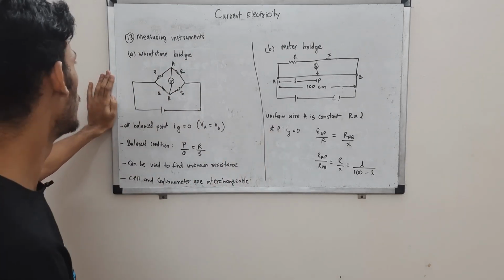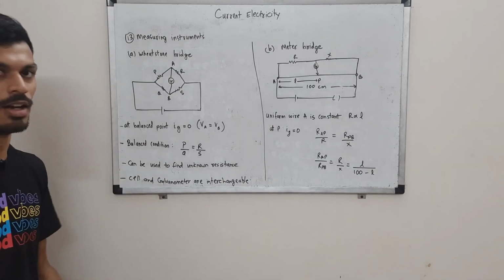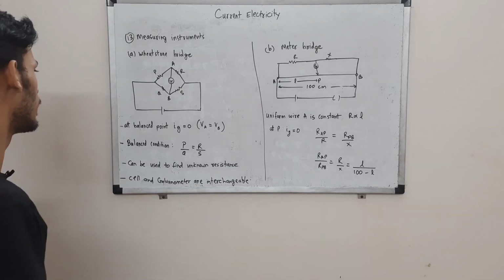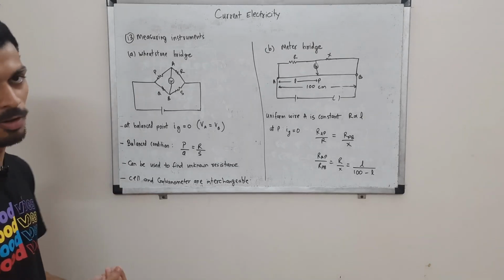Okay, so let's begin with this Wheatstone bridge. And here we have the meter bridge. The Wheatstone bridge is one of the measuring instruments. We can use it to measure unknown resistances. How does it work? It is based on the principle of the balanced point.